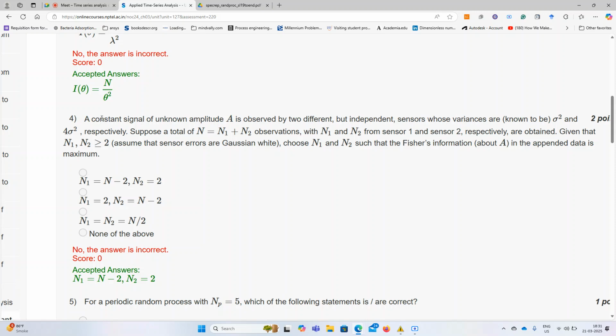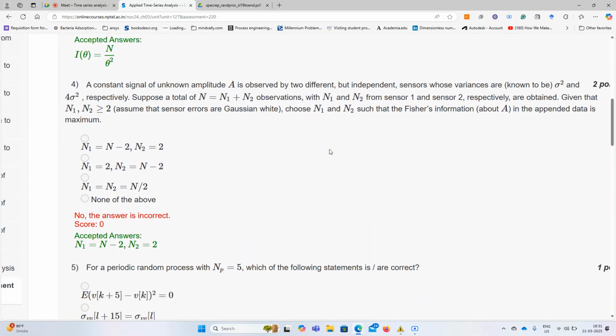Just 1 second. A constant signal of unknown amplitude A is observed by two different but independent sensors whose variances are sigma square and 4 sigma square respectively. So N1 has to be chosen in such a way, N equals N1 plus N2, that the number of observations one has to do is such that our Fisher information is maximized.